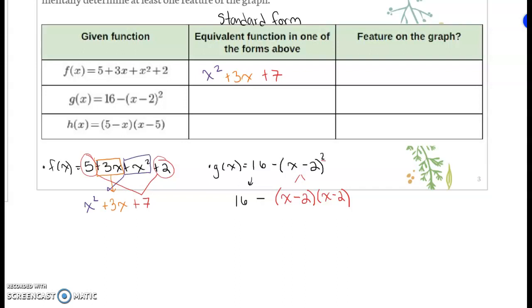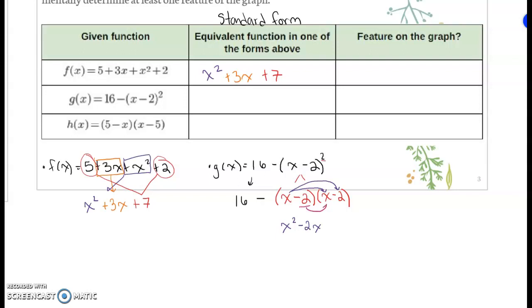So instead of saying 16 minus (x minus 2) and (x minus 2), they can say 16 minus (x minus 2) squared. It's a lot faster to say. So now I'm going to start foiling. I'm going to take my first two terms here, multiply them together. And then I'm going to take this x and multiply it by negative 2, which is going to give me a negative 2x.